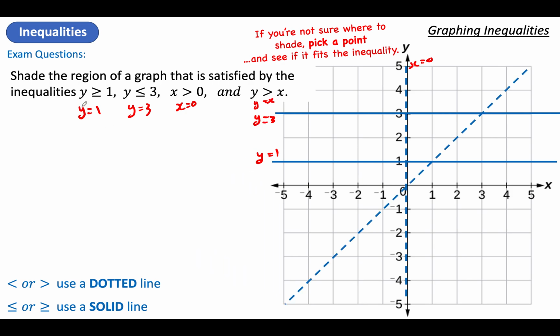So let's find the bit where y is greater than 1 on that first one. So it's got to be above that line. But y is less than or equal to 3. So under that line, right? So it's somewhere in this corridor between those two lines. x is greater than 0. So it's got to be to the right of there. So again, we're in this kind of corridor here. But y is bigger than x, so it's got to be above that diagonal line. So in this corridor, but to the right of this vertical line, and above there, you are after this area just in here.